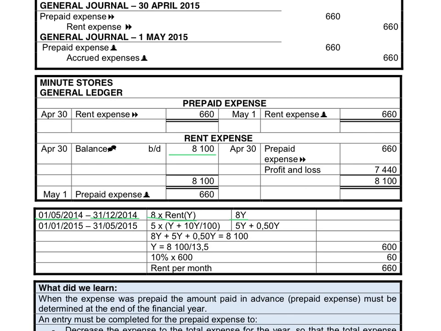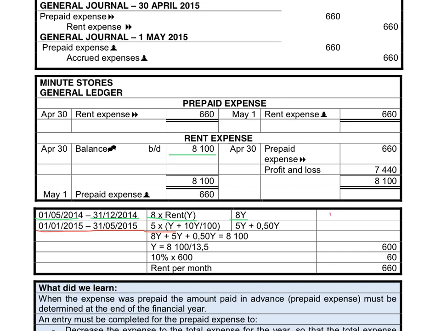From the 1st of January 2015, up to the 31st of May 2015, we paid the increased amount. That means we didn't only pay up to the 30th of April because they say we paid 1 month in advance. So we paid for 5 months at that increased amount.